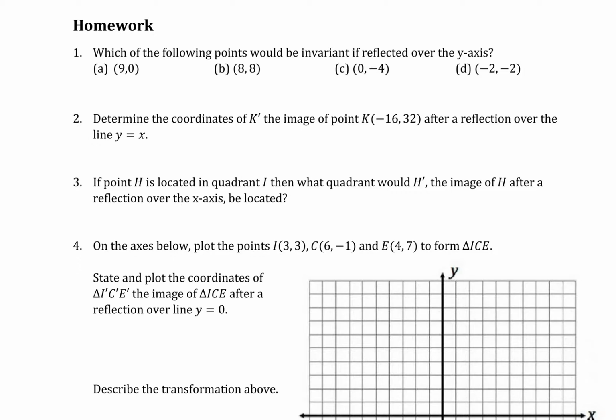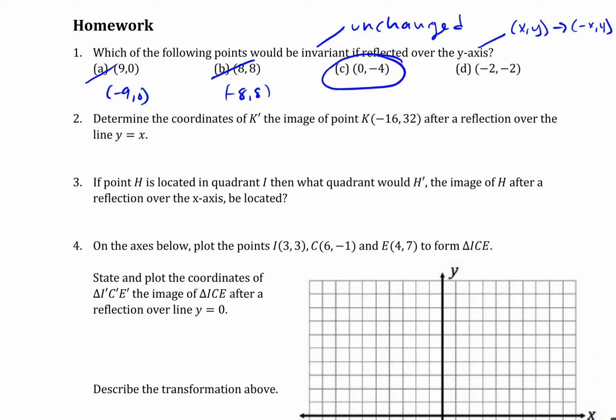Number 1 asks which of the following points would be invariant if reflected over the y-axis. Invariant means unchanged. So this point is not going to change. When I reflect over the y-axis, we take the point (x, y) and it becomes (-x, y). So essentially what I'm looking for is which of these points, if I change -x, remains the same number. If I reflect this, it becomes (-9, 0). Well, that's different. If I reflect this, it would become (-8, 8). Well, that's different. If I do this, well, what's the negative of 0? Well, that's still 0. That's going to be my answer, because the last one, if I reflect, becomes (2, -2).